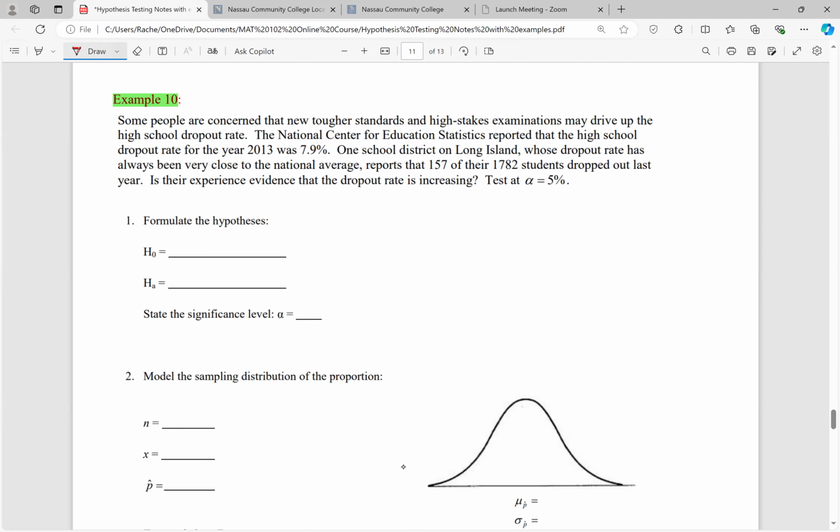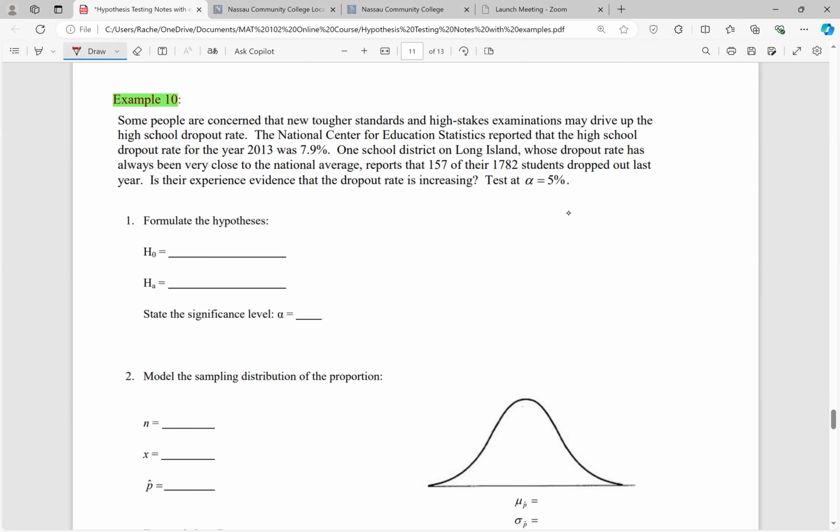Is their experience enough evidence that the dropout rate is increasing? Test at an alpha level of 5%. So I'm asking you to conduct a hypothesis test. I want to know if there's enough evidence to support that the dropout rate is increasing, and I'm telling you to test at an alpha level of 5%. First step, always to formulate the hypotheses.